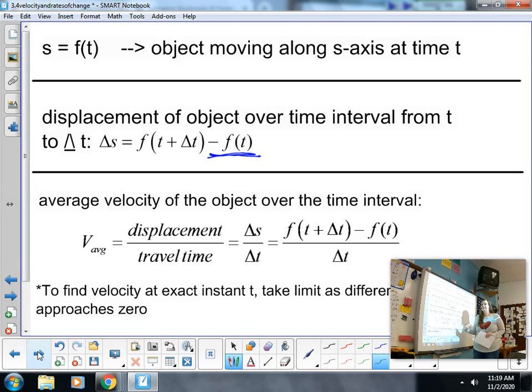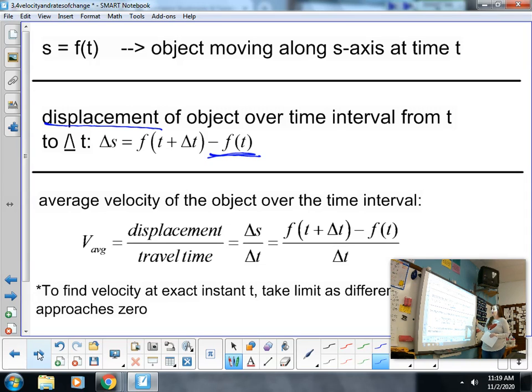Your displacement isn't 10, it would only be 10 if you were starting at 0. So you do need to make sure that you're careful that you are subtracting out wherever you're starting at if you need to find displacement. And displacement is one of the very common things that they're going to ask us to find in calculus.